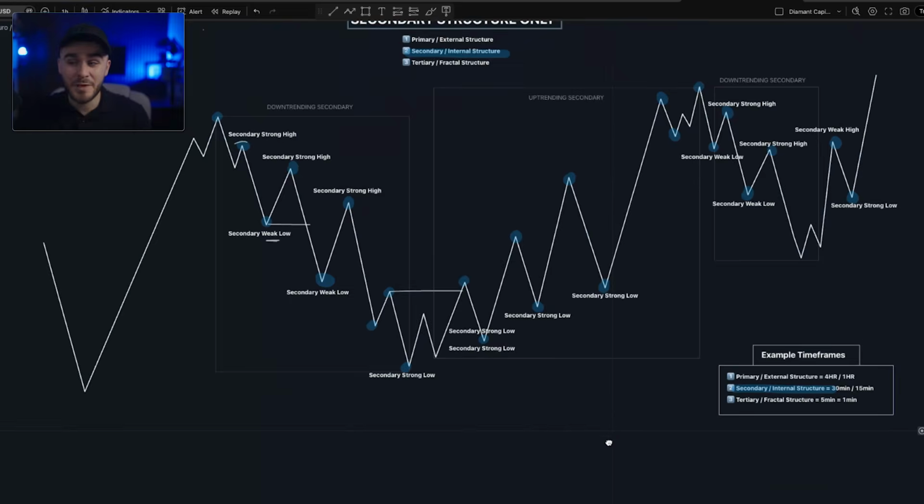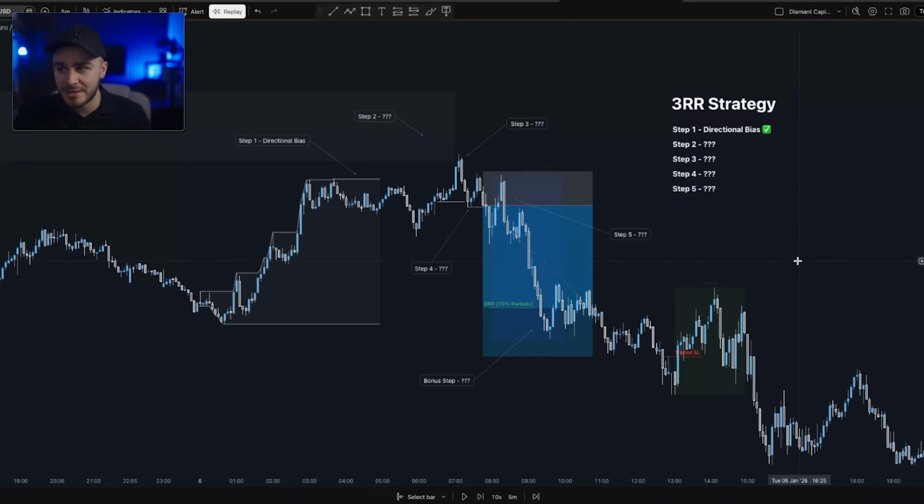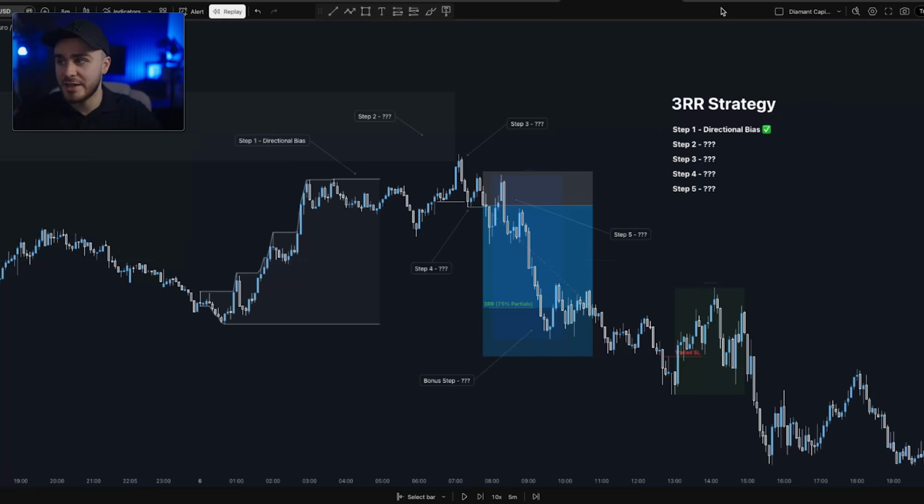But in my opinion, secondary structure is a lot more important when it comes to this 3 risk reward strategy. Why? Because we are executing on the 5-minute chart. Now, when we actually start to break this down on the charts, what you're going to realize is you're executing on the 5-minute chart, but you're actually taking your context from the 30-minute, maybe even the 1-hour chart. We'll look at that in just a second.